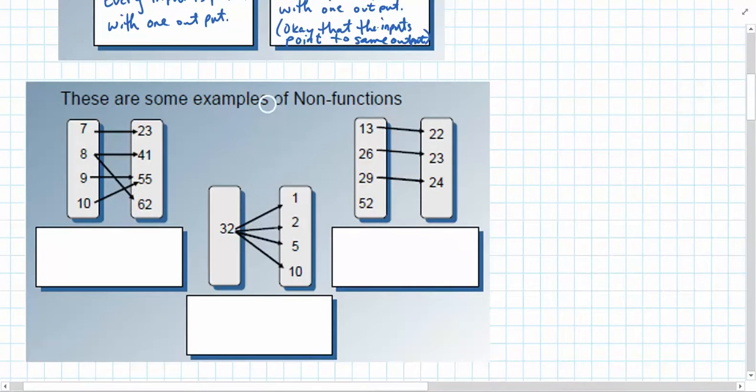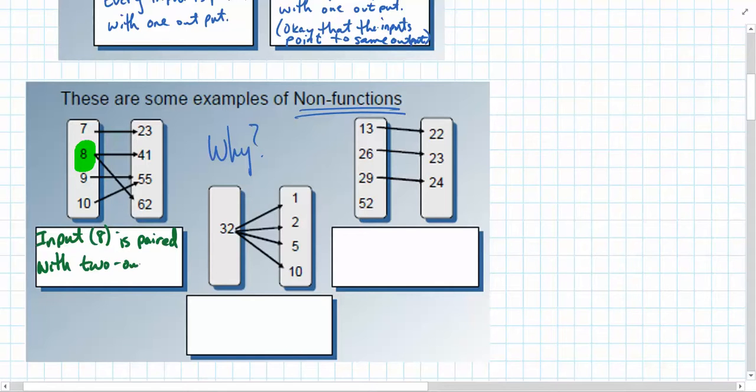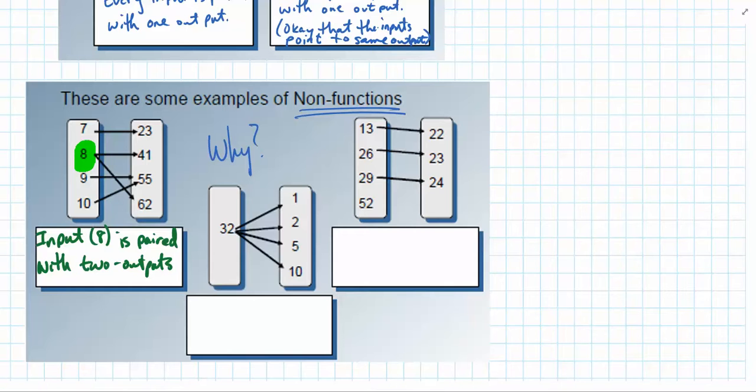Now, here are some examples of non-functions. So these mapping diagrams are not functions. Can you explain why? Well, the problem in this first example is the input number 8. This input 8 is paired with more than one output. And that's a problem when we're talking about functions.